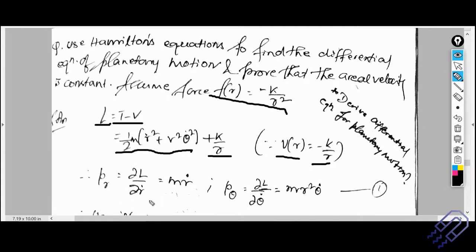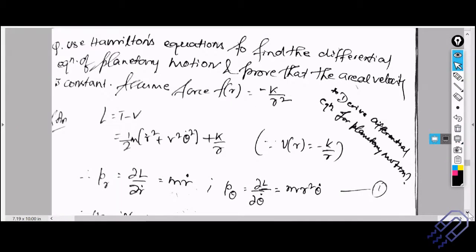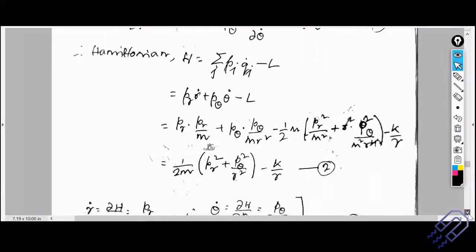Please remember this. And then you can find out the conjugate momentum with respect to r and the conjugate momentum with respect to theta, because there are two generalized coordinates. So del L by del r dot is m r dot, and del L by del theta dot is m r squared theta dot. I'm not explaining this because we have done these things so many times. No point of doing it again and again, right?